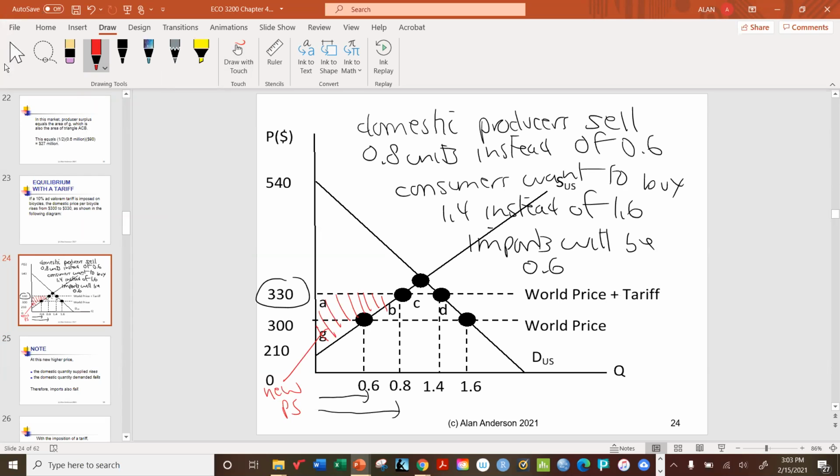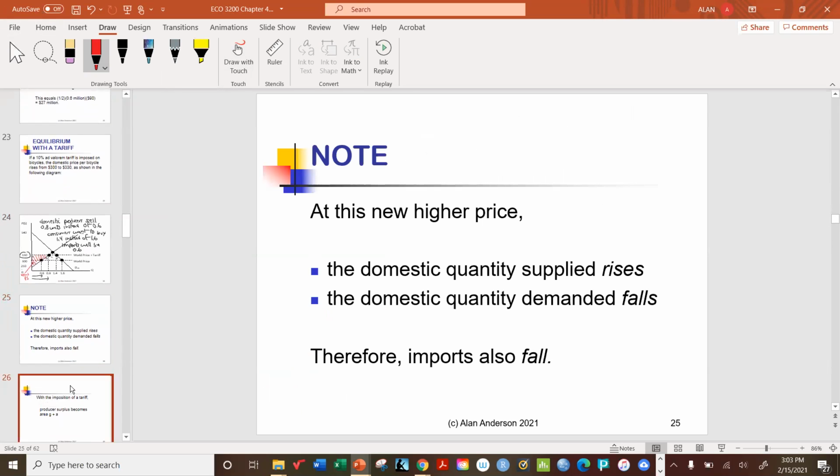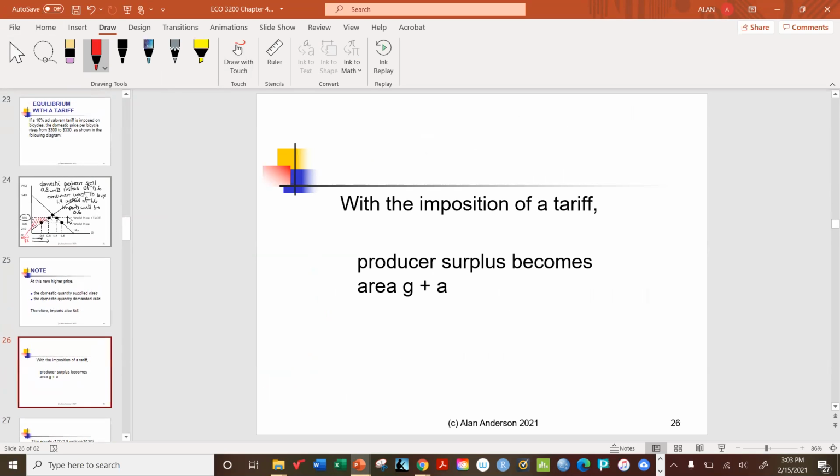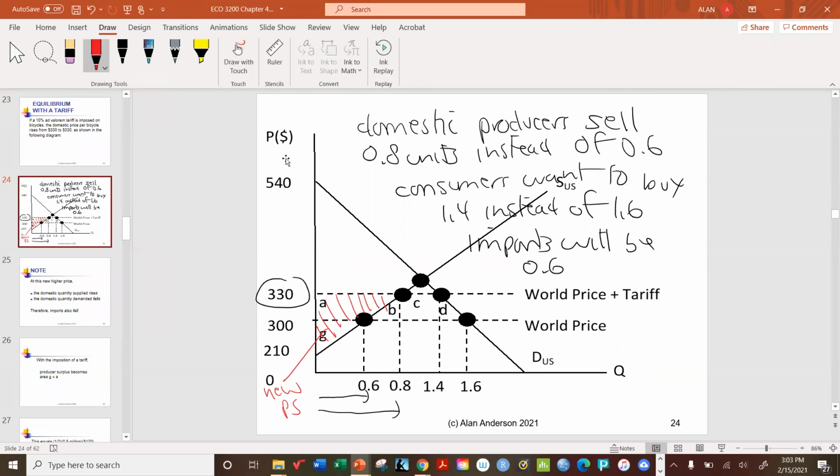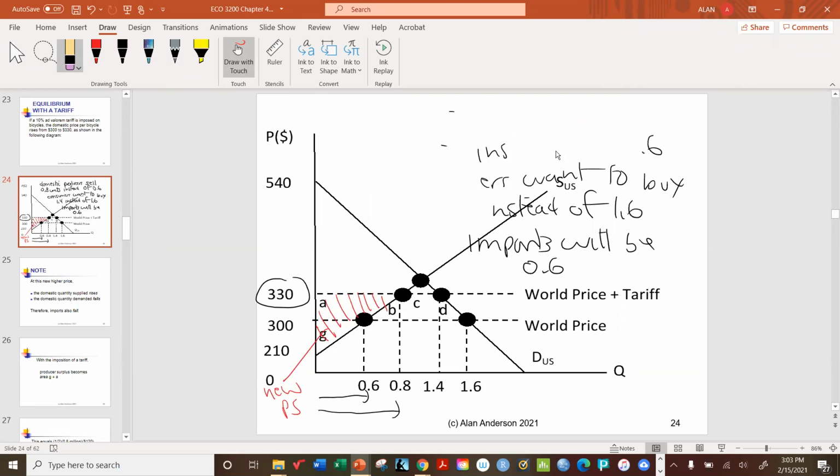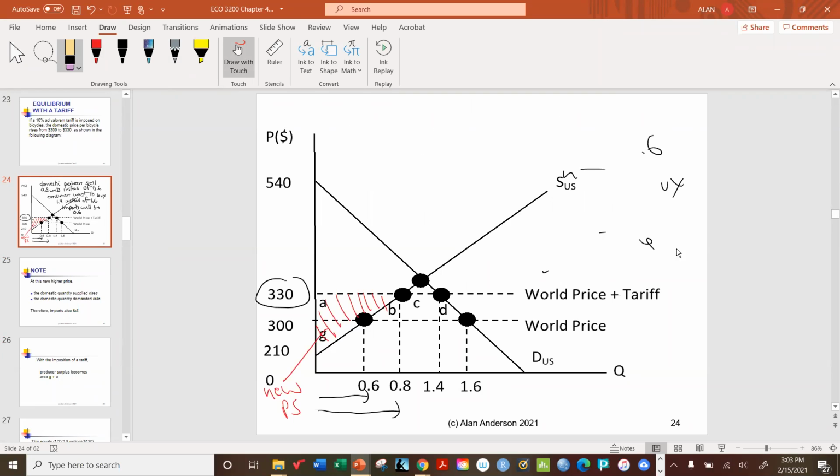So then what we can do, and I think we've done this at the end here all in one big chart somewhere, but let me just show you quickly right now what impact this has on the producer surplus. So you can see that we went from G to A plus G. All right. So let's see if we can figure out real quickly how much of a change this makes.